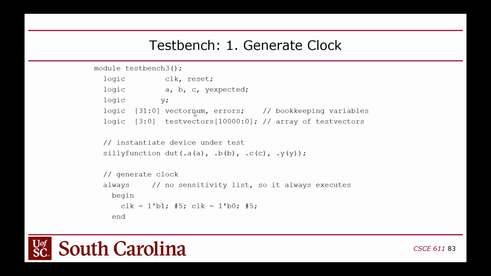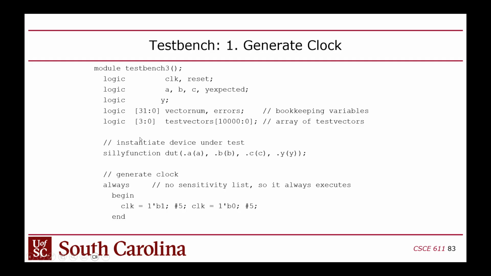So number 1, rows and columns are swapped in order. And number 2, the width is put before the name and the depth is put after the name, which I really don't like that syntax, but that's what they've adopted. I think the idea is that logic 31 to 0 is kind of like the type of the element that's in the array. And then you put the depth after that. This is also how you declare RAMs as well. But in this case, this is being used for test vectors.